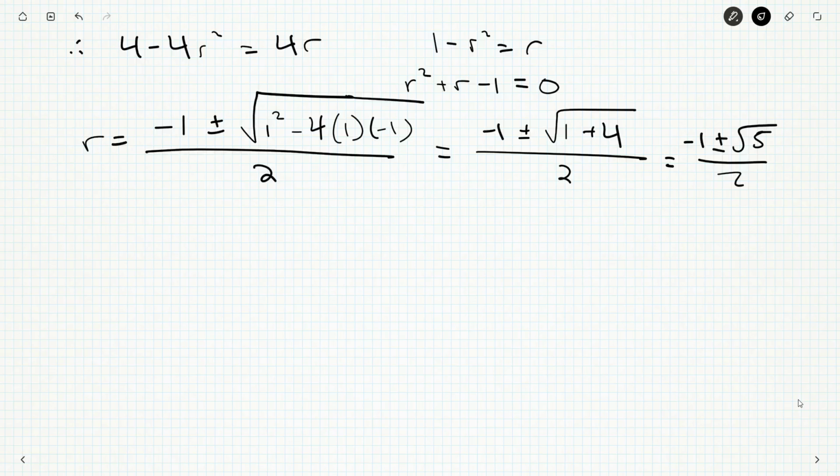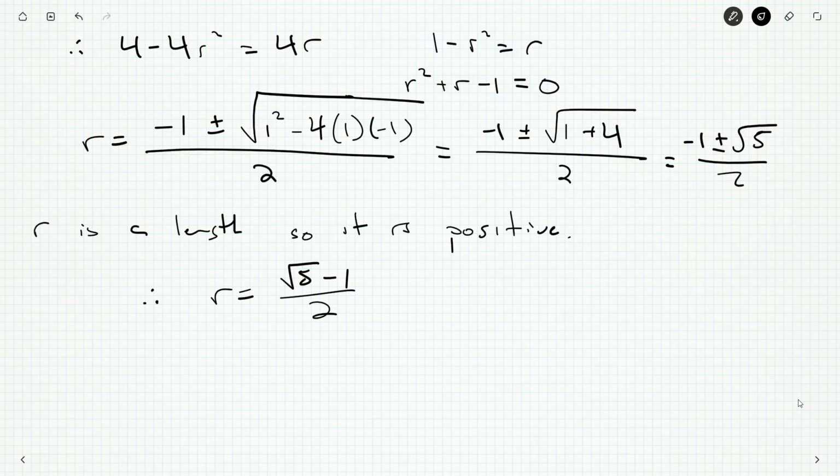It's the reciprocal of the golden ratio, and r is a length. So it is positive. So we're not going to do the negative 1 minus root 5, because that's just going to make it a more negative number. Therefore, r is, I'll stylize it this way, root 5 minus 1 over 2. Okay, that actually didn't take that long once I saw the connection.